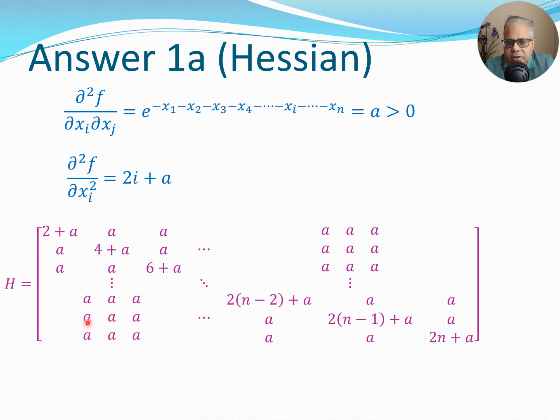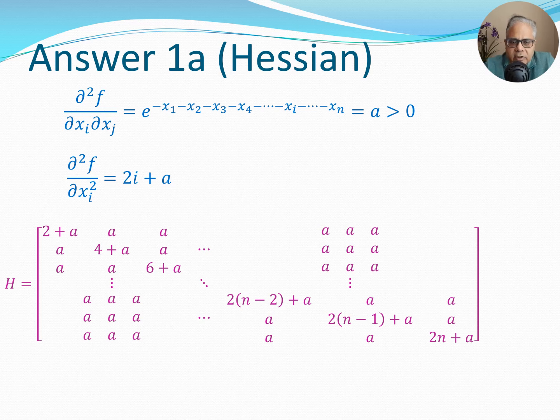As far as the diagonal terms are concerned, when i is 1, that's going to give me 2 plus a. When i is 2, that gives me 4 plus a. When i is 3, that gives me 6 plus a. And when i is n, I'm going to get 2n plus a here. As far as the off-diagonal terms are concerned, they are simply going to be a, which I can see from this particular second derivative. So all the off-diagonal terms are simply a.